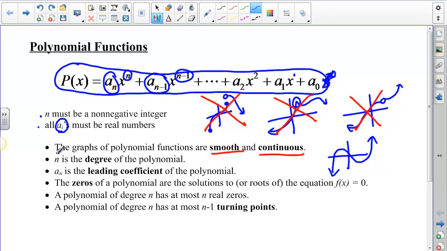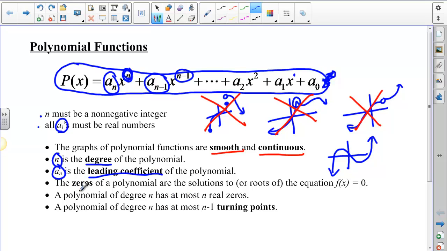Now, n is this exponent. It's the largest exponent that we have, and that's called the degree of the polynomial. That's going to tell us some things about how the polynomial behaves. A sub n is the coefficient in front of that x to the n term, and that's called our leading coefficient. And that also will tell us some things about how the polynomial behaves and some interesting things about the graphs.